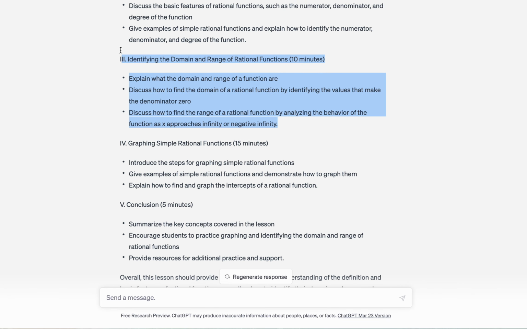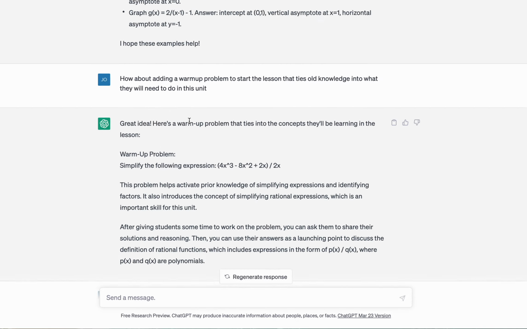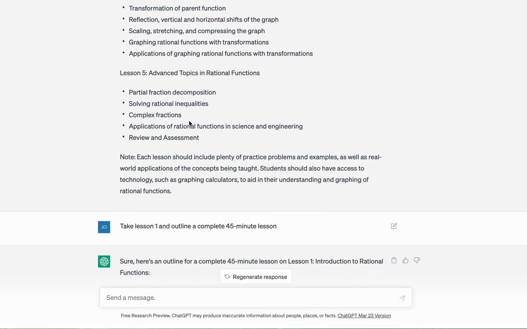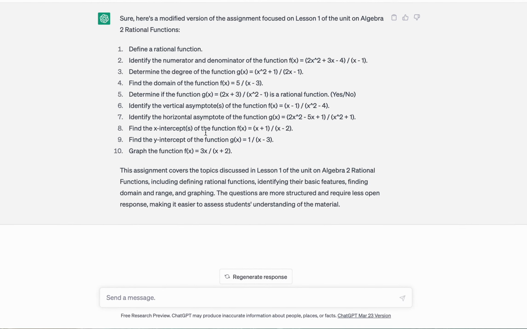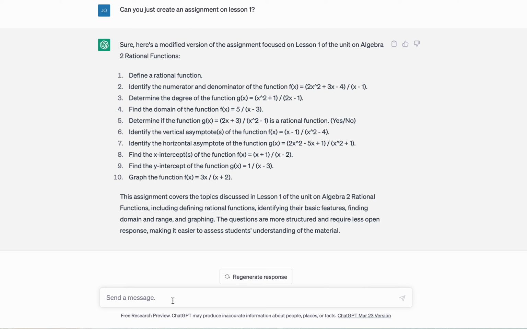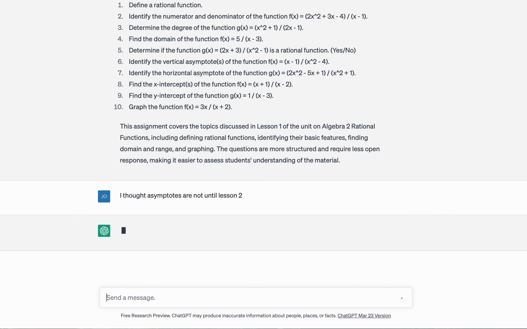I'm looking for the word asymptote in here. I don't see it in there, so I'm not sure if that's right. Let's go back up to where it first gave us the 5 lessons. Yeah, asymptotes aren't until lesson 2, so I'm going to tell it that. I'm going to say, I thought asymptotes are not until lesson 2. Let's see what it says there.